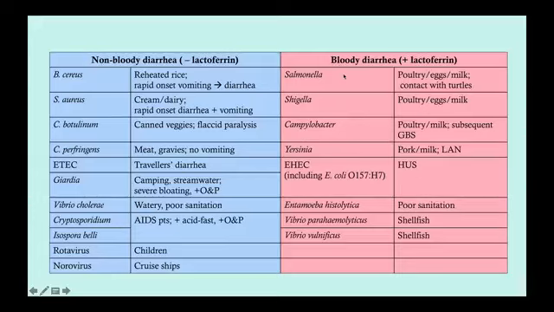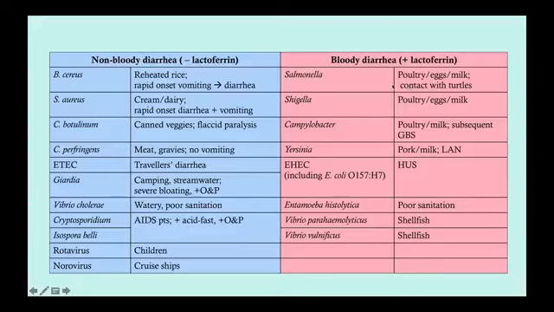So what about the bloody diarrheas? The ones you want to remember for sure are Salmonella, Shigella, and Campylobacter, and then E. coli O157:H7. Salmonella and Shigella are very hard to tell apart. They're pretty much, and Campylobacter for that matter, caused by the same things. So it's hard to tell them apart.